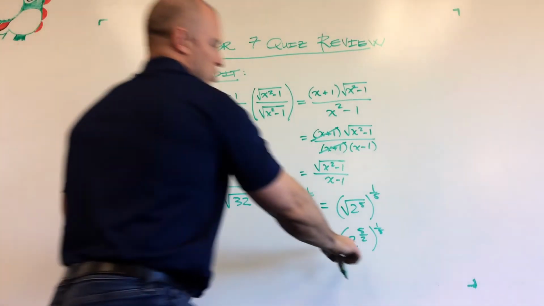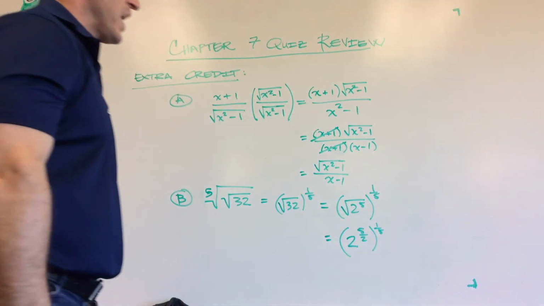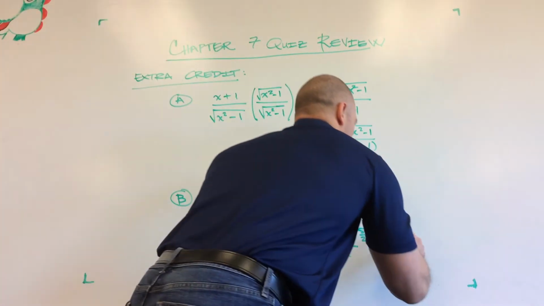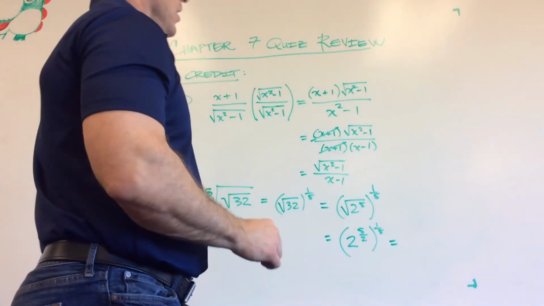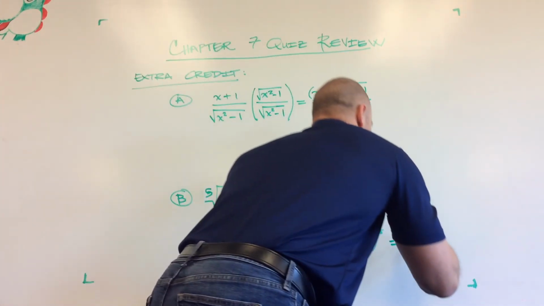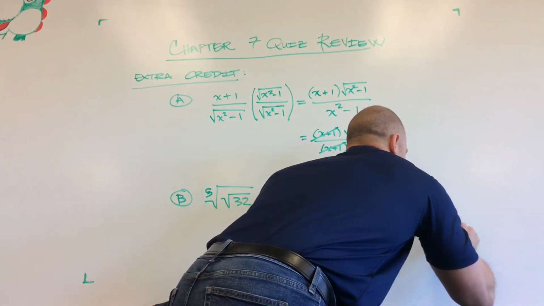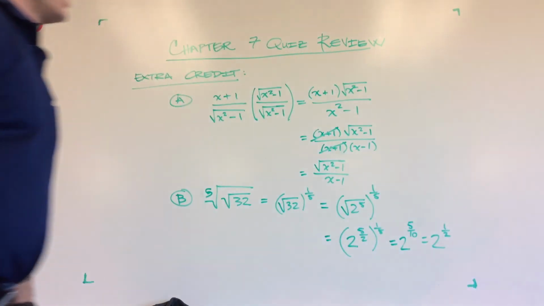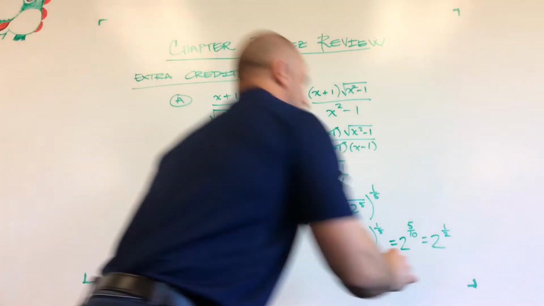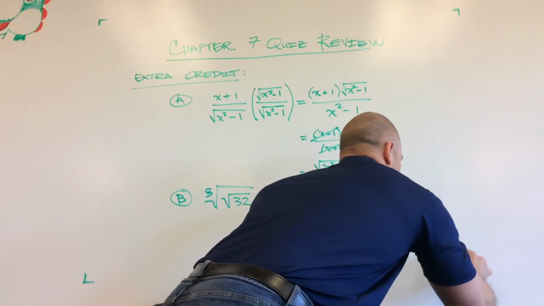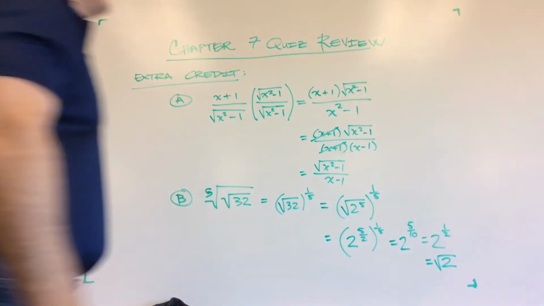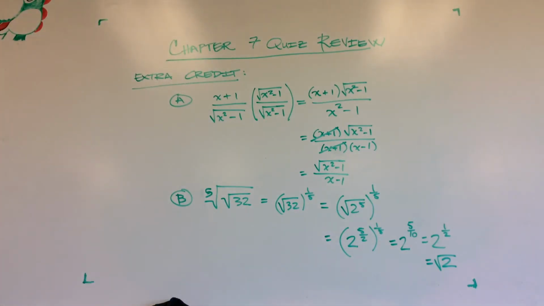Here, a power to a power, we can just multiply exponents. So we're going to get 2 to the 5 over 10, which we simplify to 2 to the 1/2, which again we can just write as the square root of 2, and that's our final answer. Because we always want to give answers in radical form unless the instructions say otherwise.